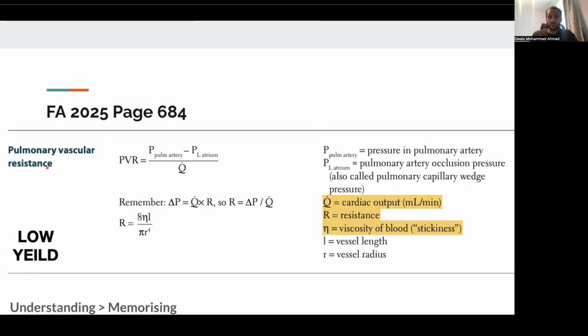Pulmonary vascular resistance is basically the change of pressure, the pressure from the artery all the way to the atrium, over the cardiac output. And this can also have another formula for resistance, which is very much affected by the length of your capillary because of friction forces, and viscosity, which is your stickiness, over the radius of the whole artery.